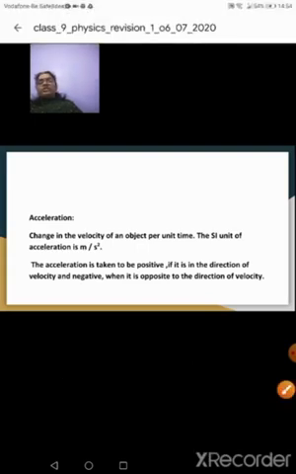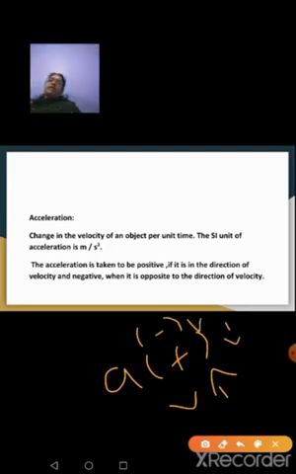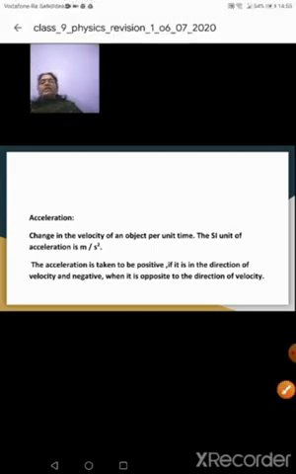This acceleration is said to be positive when the velocity increases, and negative when the velocity decreases. If this definition is confusing, remember: when the velocity of an object is increasing, you call the acceleration positive acceleration. What is acceleration? Change in velocity upon time. So if the velocity is increasing, it is positive acceleration. When the velocity decreases, you call it negative acceleration.